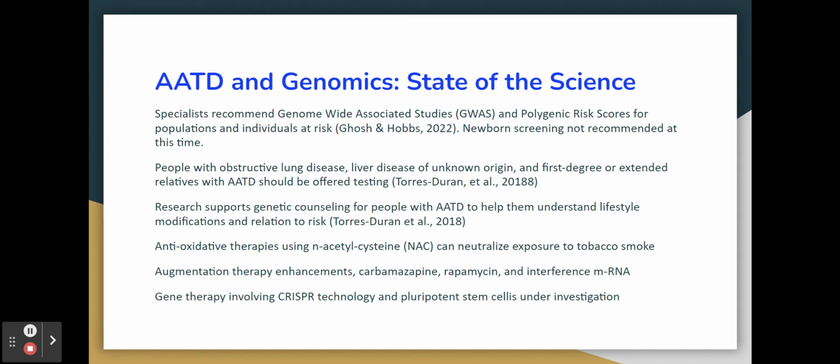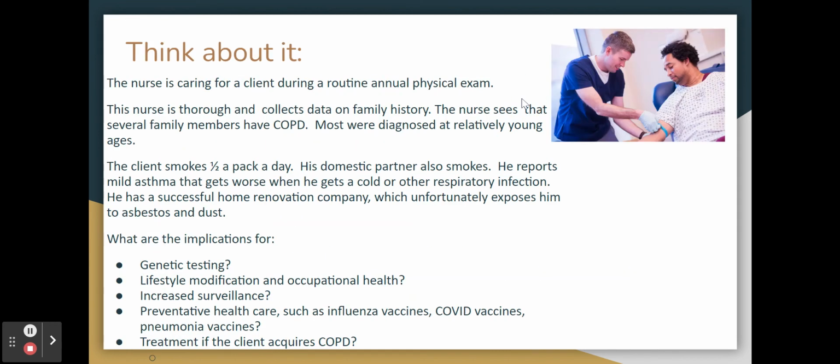And then they're looking at interference mRNA to lower trypsin levels. Lastly, the CRISPR technology that you guys learned about in epigenomics is being applied to the faulty gene that's involved in AATD. And scientists are looking at pluripotent stem cells to see if they can regenerate or add some of that alpha antitrypsin.